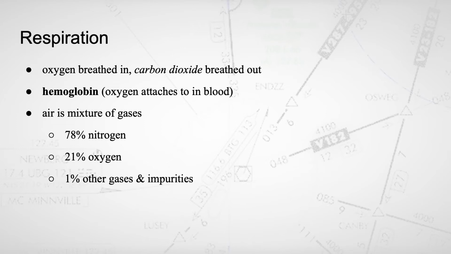Your brain needs a constant supply of oxygen to function properly. It gets that through the blood via cells called hemoglobin. Oxygen attaches to the hemoglobin in the lungs and is pumped through the brain where it is used up and converted to CO2. The CO2 returns to the lungs where it is expelled. Only about 21% of the air in our atmosphere is oxygen.